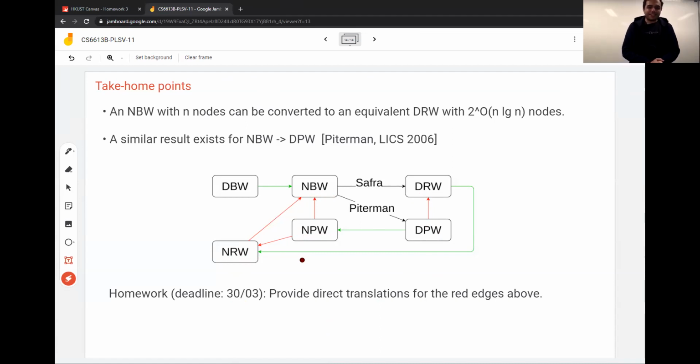And when you do these reductions, what this graph shows us is that except for deterministic Büchi, which was not as expressive as the rest of them, all of these are equivalent. They all have the same set of languages that they can model.